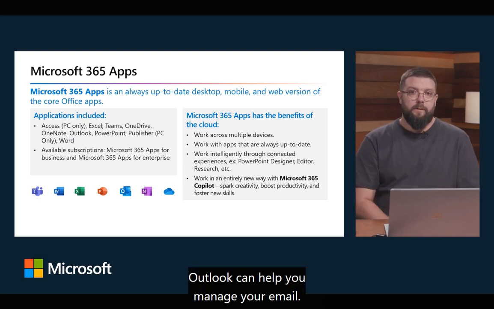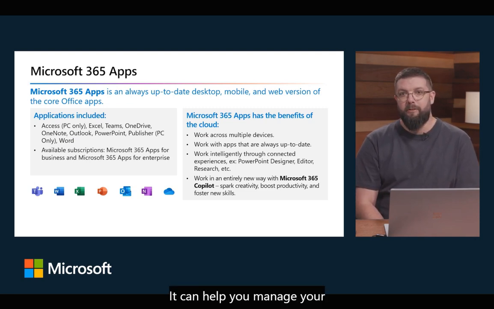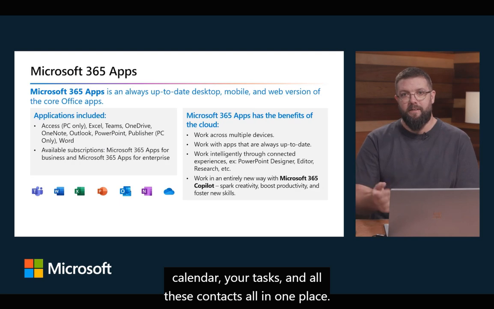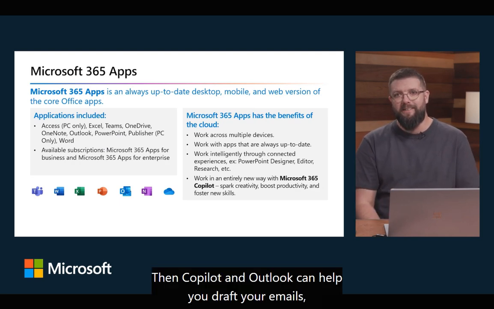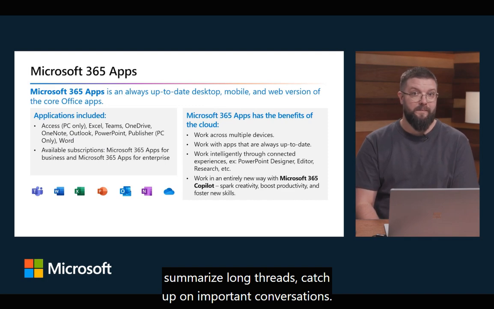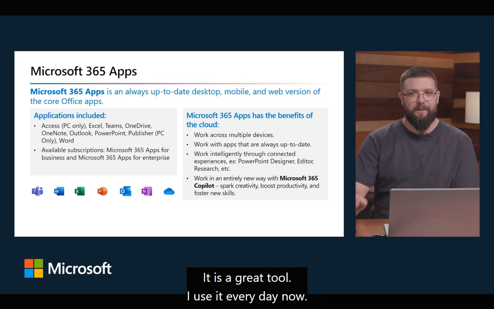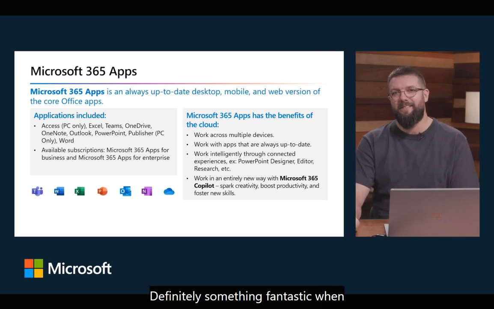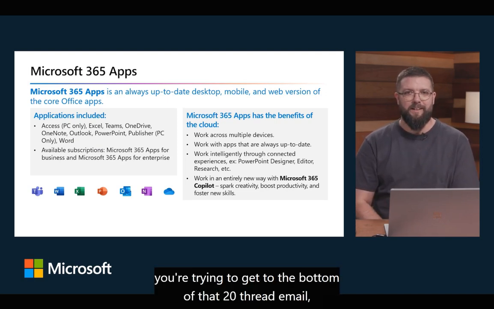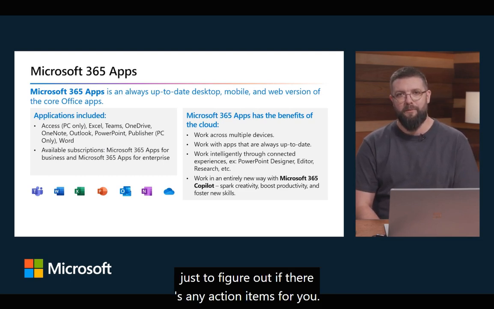And then Outlook. Outlook can help you manage your email. It can help you manage your calendar, your tasks, and all these contacts all in one place. And then Copilot in Outlook can help you draft your emails, summarize long threads, catch up on important conversations. It is a great tool. I use it every day now. Definitely something fantastic when you're trying to get to the bottom of that 20-thread email, just to figure out if there's any action items for you.